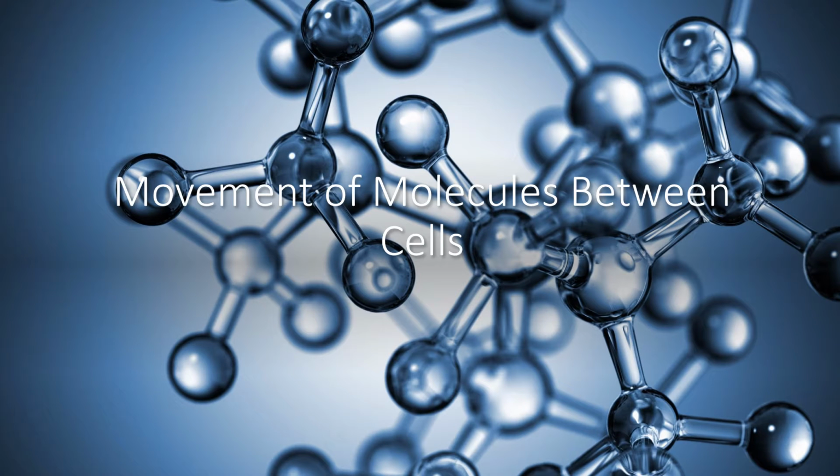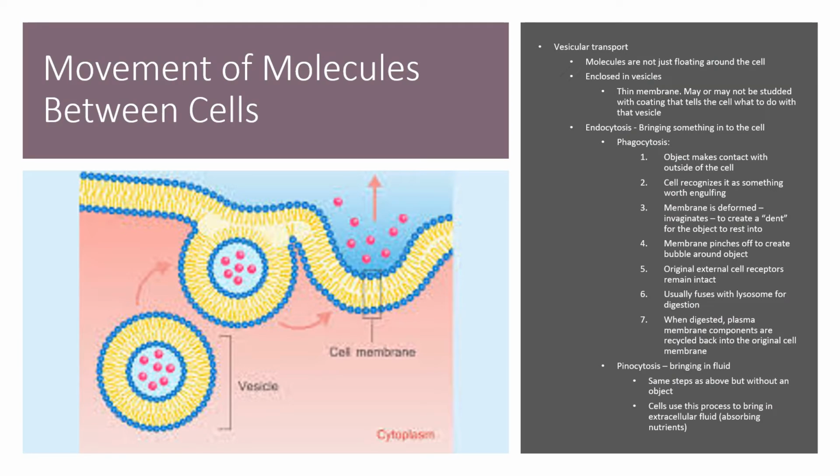Movement of molecules between cells. So we've talked a bit about how molecules can move in and out of the cell by way of channels or just sort of floating, diffusing across the plasma membrane. Small molecules can do this quite well. Big molecules, most of what we're dealing with, can't do that. They're just too big. So you need to create some sort of a transport vessel to bring big things into the cell and to get big things out of the cell as well.